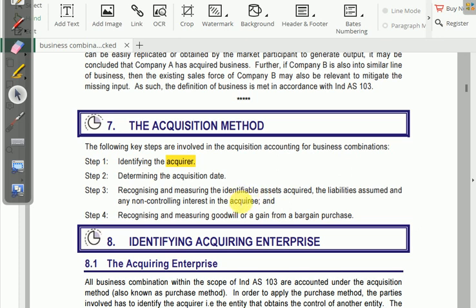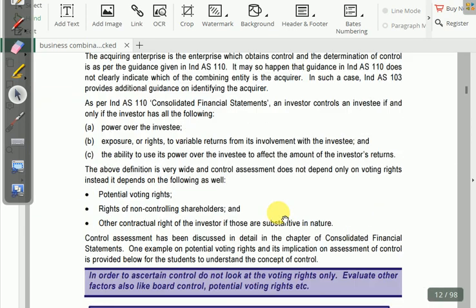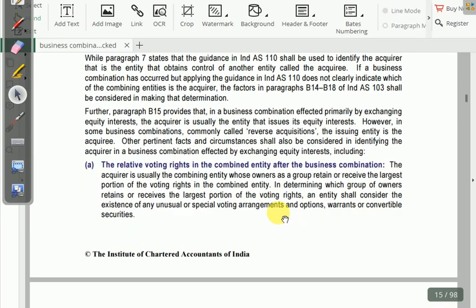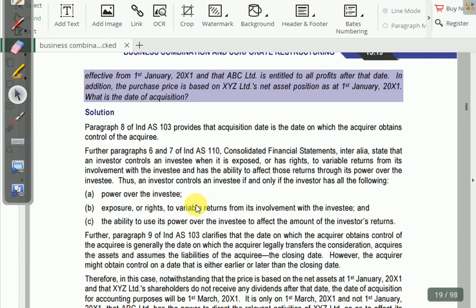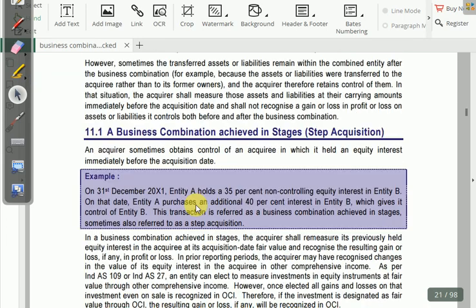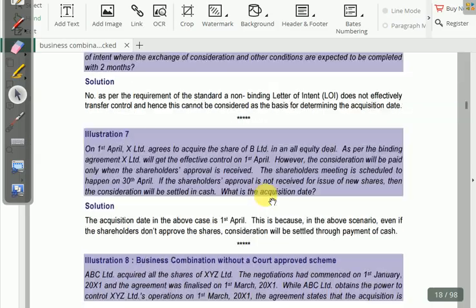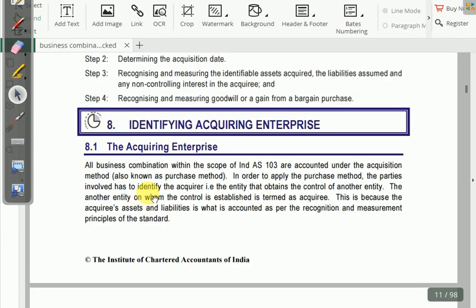First step is identify the acquirer. Second is determine the acquisition date. Recognize and measure the identifiable assets acquired, liabilities assumed and any NCI in the acquiree. ठीक है. Then recognize and measure goodwill or capital reserve, that is gain on bargain purchase. This is lots and lots of theory. First step is identifying the acquirer.